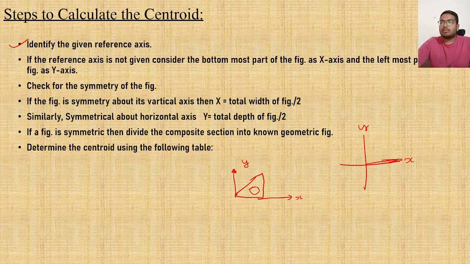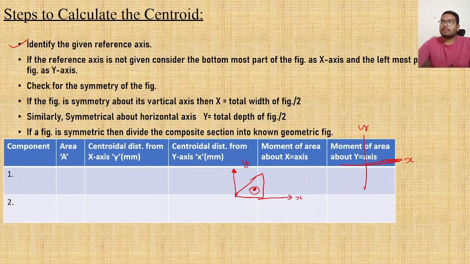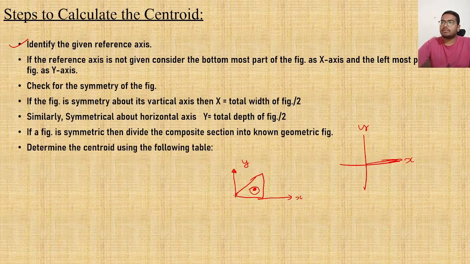So now that we have chosen the reference axis, let's get to checking if there is symmetry in this figure. Symmetry should be checked on both sides, that is on the x-axis and also on the y-axis. If the figure is symmetric about its vertical axis, then x is equal to the total width of the figure divided by 2. If it is symmetrical about the vertical axis, the y-axis, we take the total width of the figure divided by 2. x is equal to total width divided by 2.